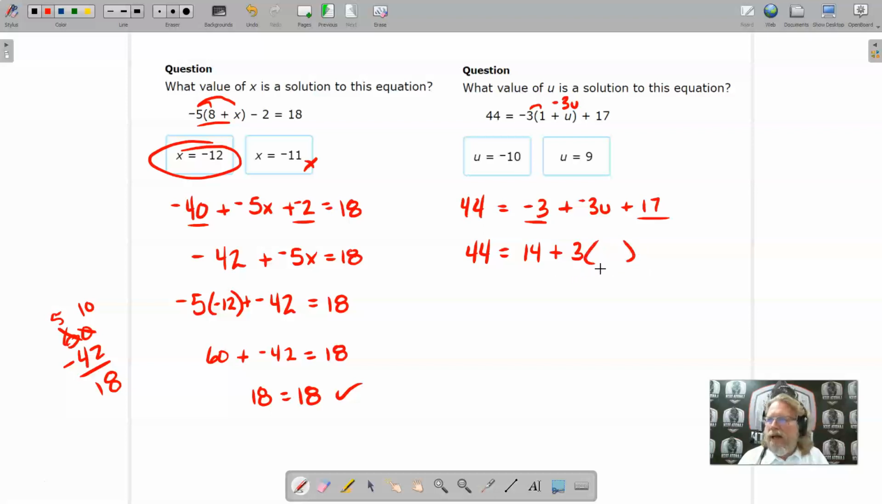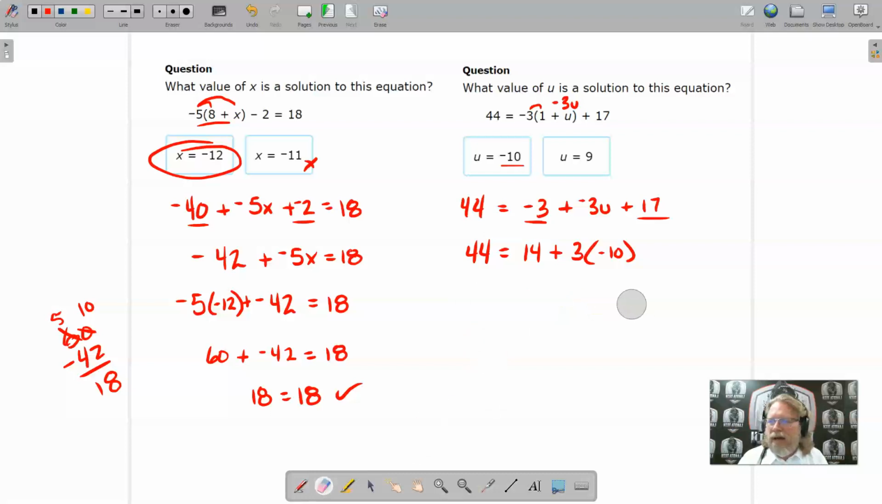So let's go ahead and do that. Even though it's a negative, I kind of like this 10. Multiplying by 10s is easy. So let's throw in that negative 10 first. So 44 equals 14 plus, and positive times negative is negative. And then we're going to get negative 10. 3 times 10 is 30. And this isn't going to work out, is it? Because we start with 14, we're going to subtract 30. That's going to take us to the negative side.